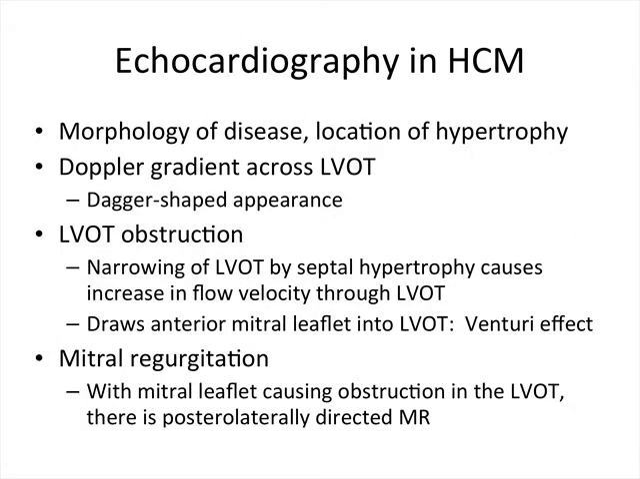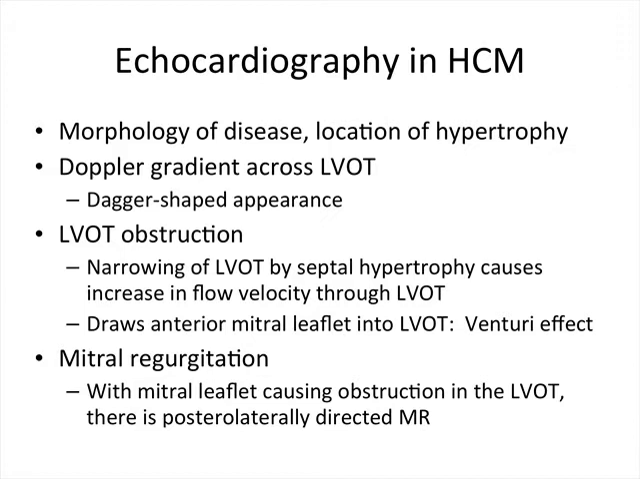Using transthoracic and transesophageal echocardiography to evaluate hypertrophic cardiomyopathy is especially helpful as it allows the clinician to directly visualize the morphology of the disease and location of the hypertrophy. Doppler and color flow imaging are useful to evaluate for left ventricular outflow tract obstruction and mitral regurgitation. When continuous wave Doppler is placed across the left ventricular outflow tract, a dagger-shaped appearance is noted. This is done from the apical position of the transducer for transthoracic echocardiography or from the deep transgastric view for transesophageal echocardiography. Mitral regurgitation accompanies the left ventricular outflow tract obstruction.